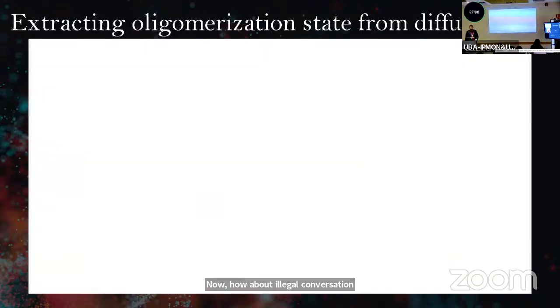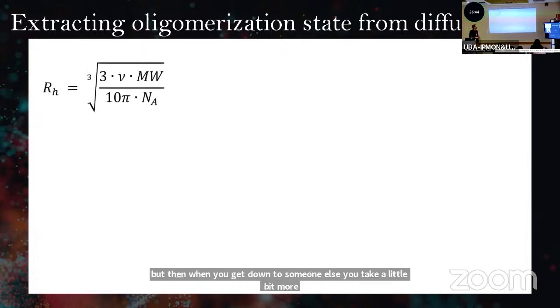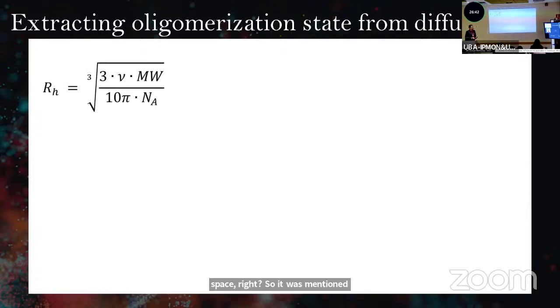And Lionel has explained to us the number and brightness method. And there was a question about, well, if we have a molecule that is diffusing freely in 3D, and all of a sudden now it forms a dimer. Now it's very similar to thinking of a dance: you can dance on your own, but when you dance with someone else, you take a little bit more space, right? So it was mentioned earlier about the hydrodynamic radius.